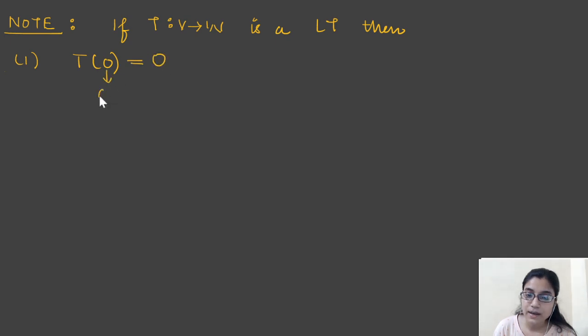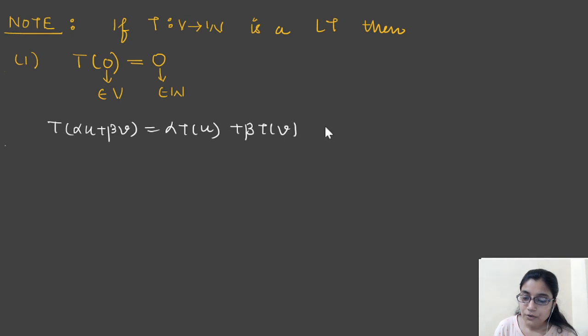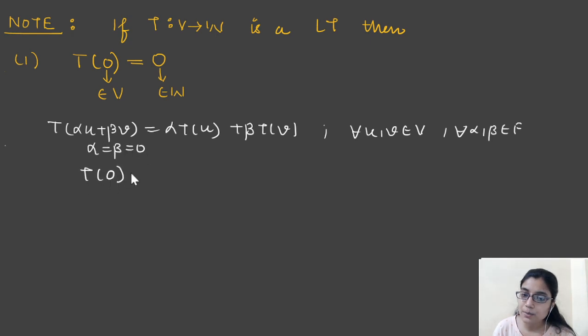Fine, where is this V coming from? From the vector space V, and this is coming from where? From the vector space W. And you can very easily understand this, because we have written T of alpha u plus beta v equals alpha times T of u plus beta times T of v, for all u, v in the vector space V and for all alpha, beta in field F. So if this is true for all alpha, beta, we can choose alpha equal to beta equal to 0. Now you see T of 0 becomes equal to 0. So if T is a linear transformation, T of 0 will definitely go to 0.